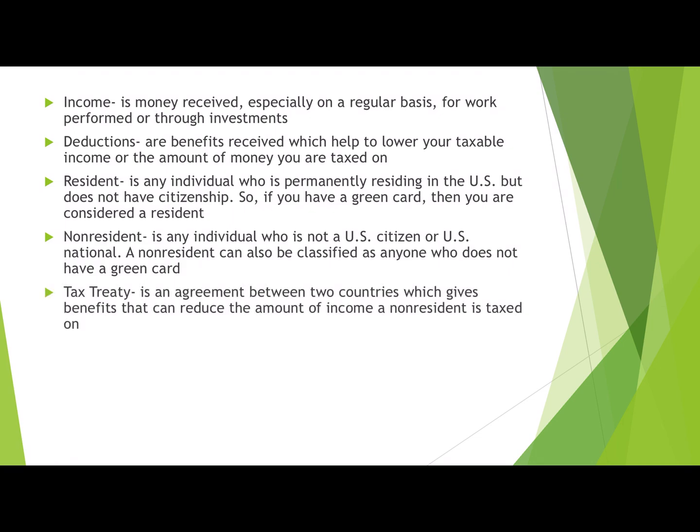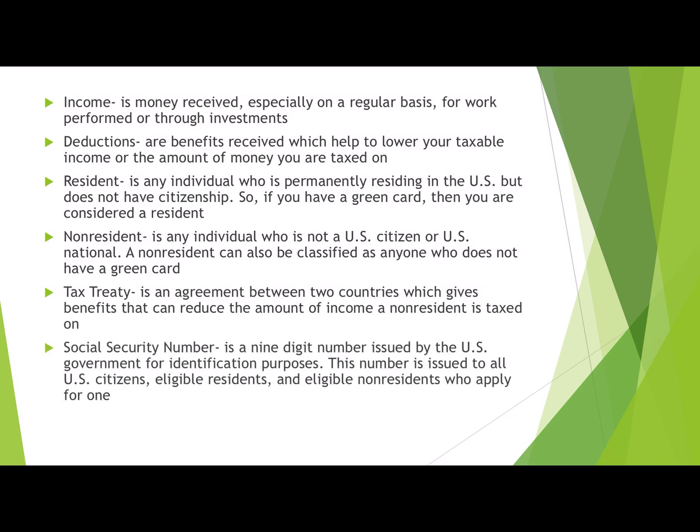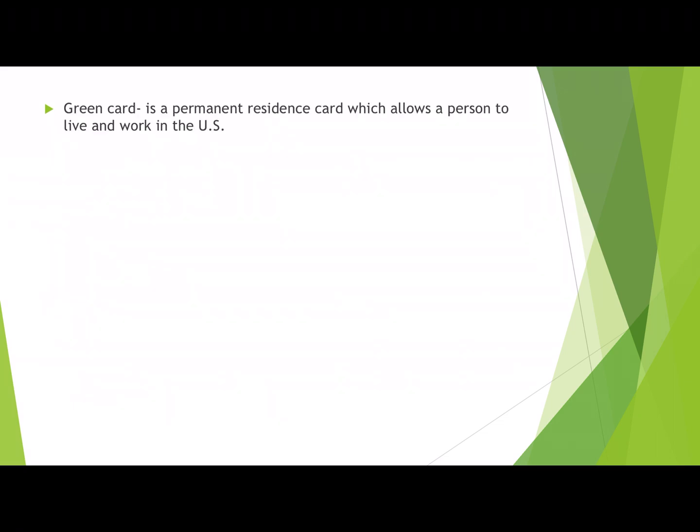Tax treaty. This is an agreement between two countries which gives benefits that can reduce the amount of income a non-resident is taxed on. Social Security number. This is a 9-digit number issued by the U.S. government for identification purposes. This number is issued to all U.S. citizens, eligible residents, and eligible non-residents who apply for one.